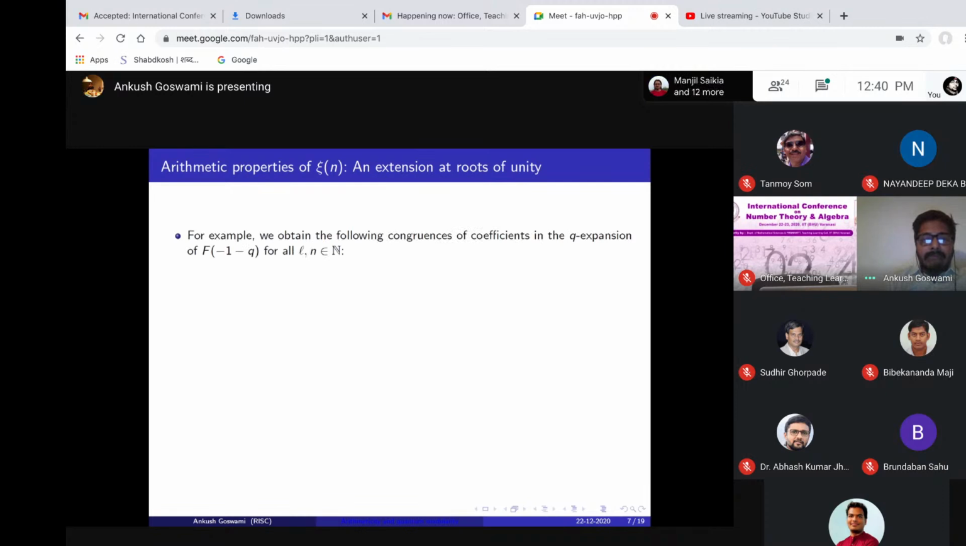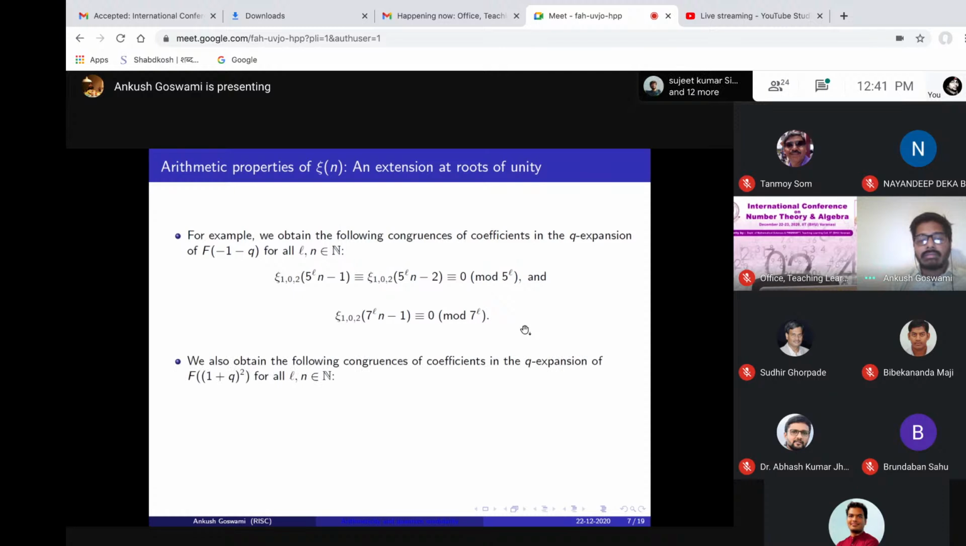Okay, so for example, if you look at the coefficients in the Q series expansion of F of minus 1 minus Q, then the coefficients will be denoted by this. So it's I with subscripts 1, 0, and 2. And then this coefficient satisfies this congruence mod 5 to the power of L when you choose P equals 5. And then when you choose P equals 7, this coefficient satisfies this congruence mod 7 to the power of L.